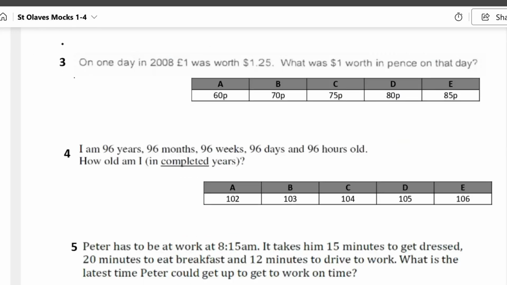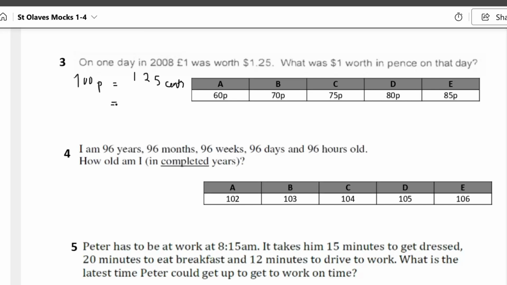For question 3, we're going to have to write some steps down. So we know £1, which is equal to 100p, is equal to 125 cents, because cents is what makes up the dollar. And we want to know what $1 was in pence. So to make it easier for us, we're going to divide both sides by 25, because we can then make it easier to find $1, because $1 is equal to 100 cents. So 125 divided by 25 is equal to 5. 100 pence divided by 25 is equal to 4. So 4p is equal to 5 cents.